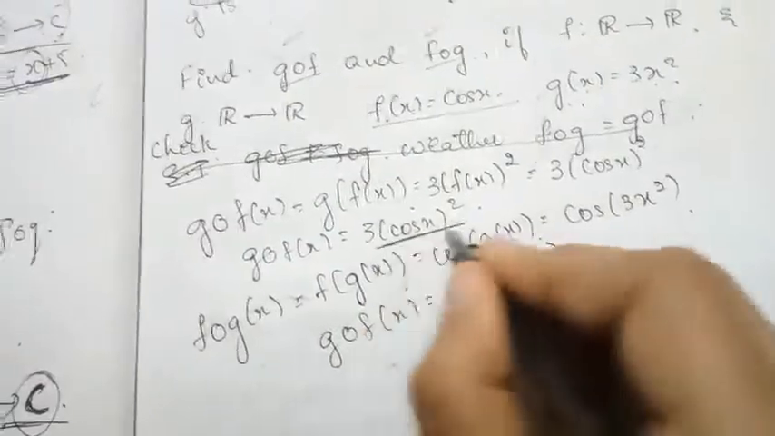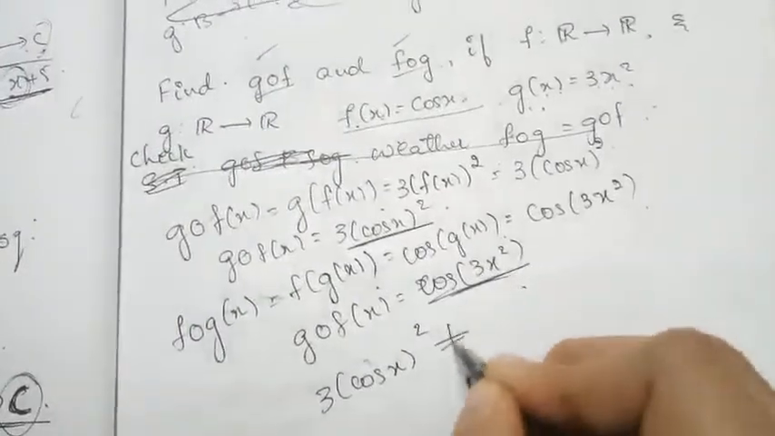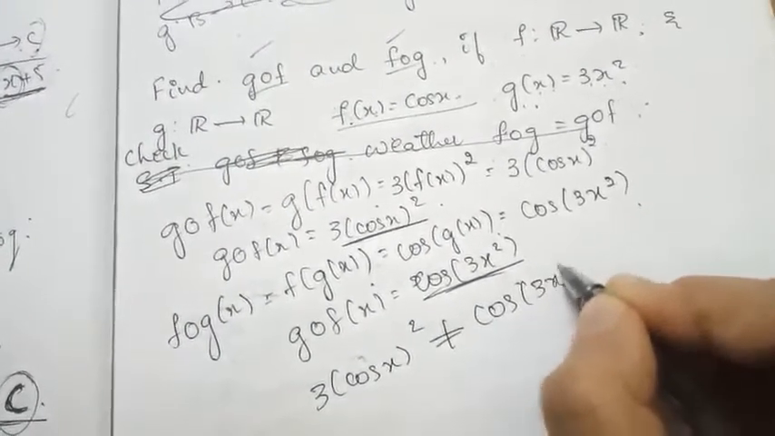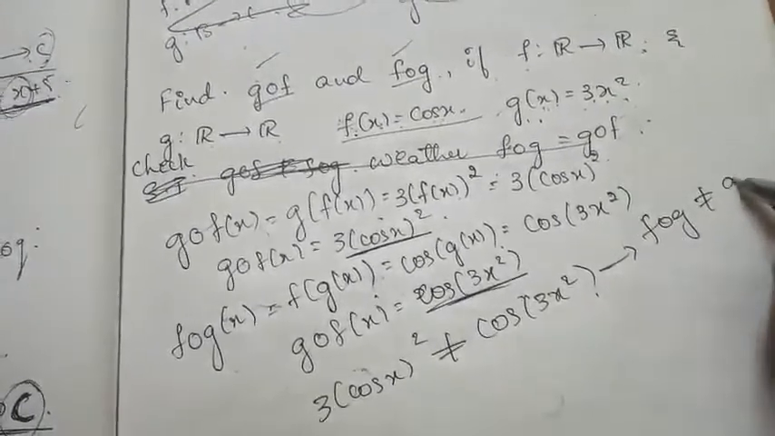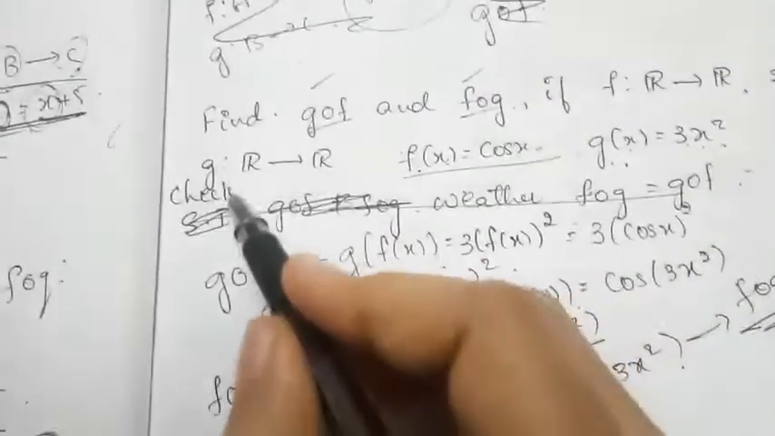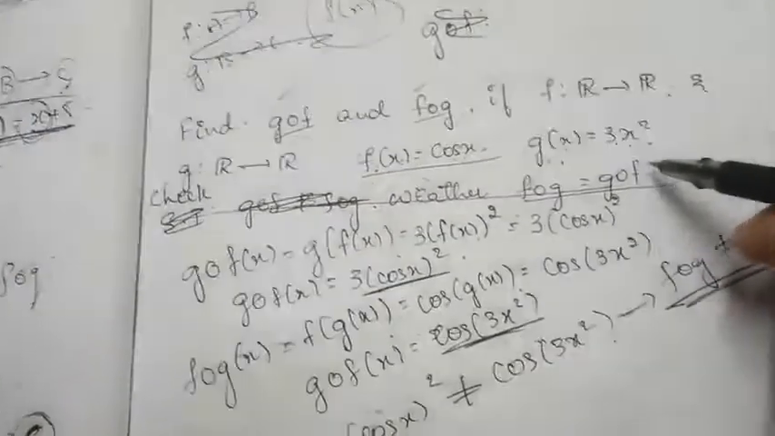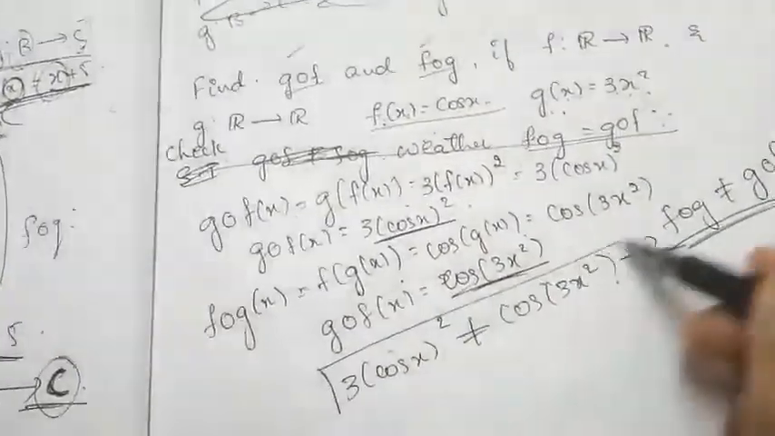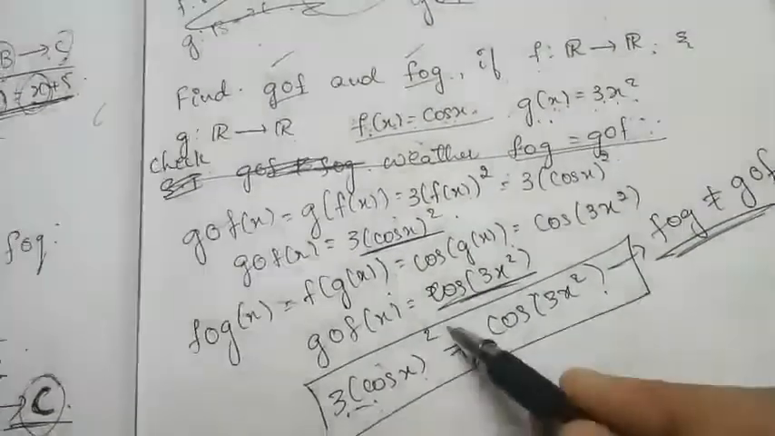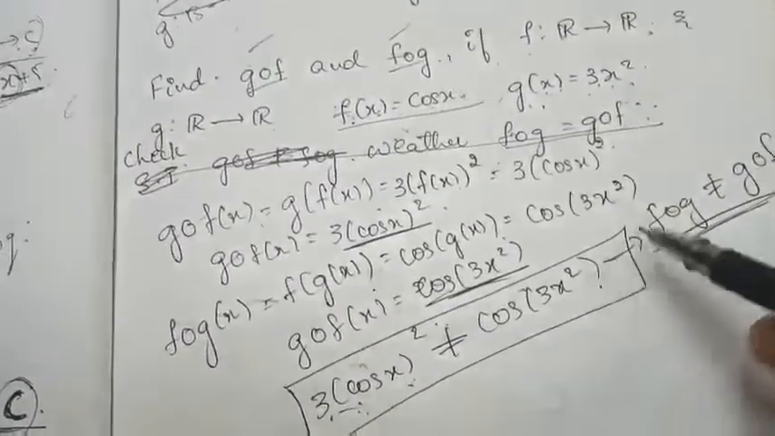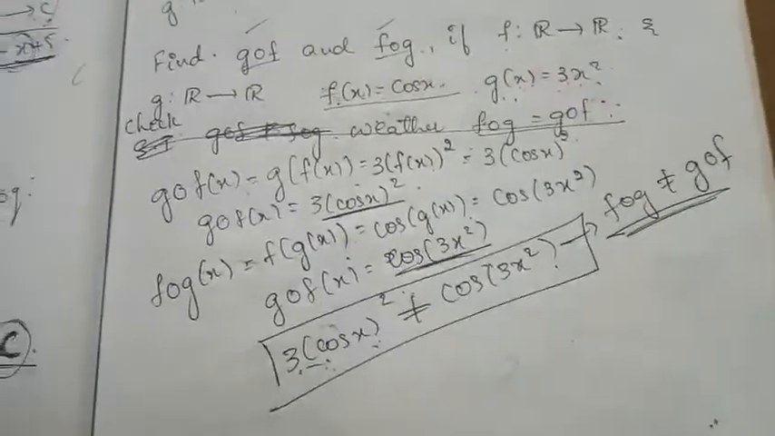You can observe here clearly that (3 cos x) whole square is not equal to cos of (3x) square. So clearly I can say that fog is not equal to gof. They ask us to check whether fog is equal to gof. You can observe here clearly that the fog and gof functions are different, because this is 3 into (cos x) whole square, and cos x whole square and cos 3x square are different. So our two compositions are not equal.